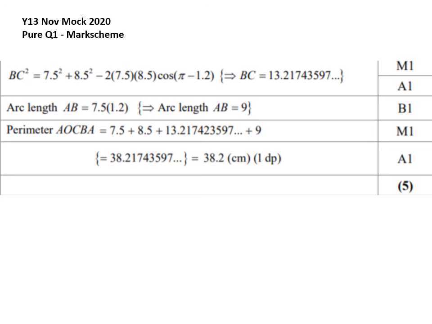And so you've got one mark independent here for arc length, method mark for perimeter, and then an accuracy mark for the final mark there.